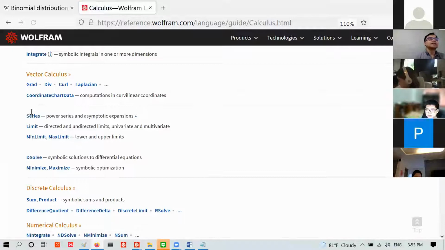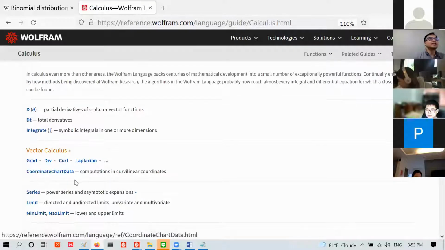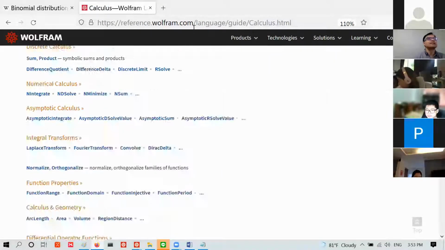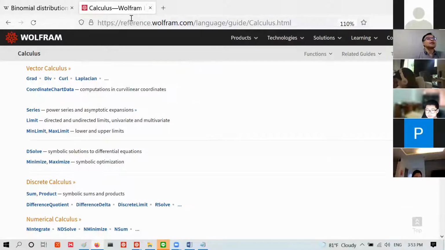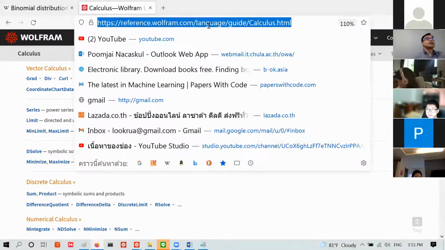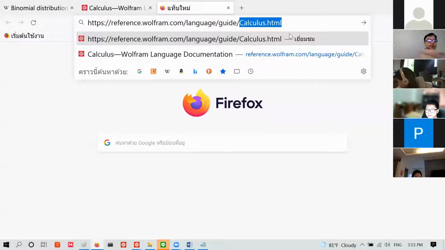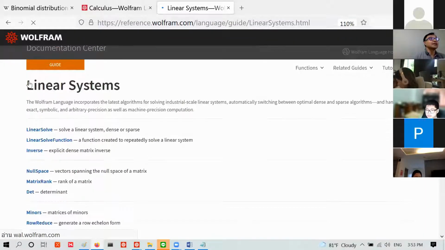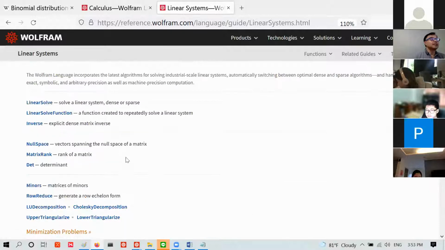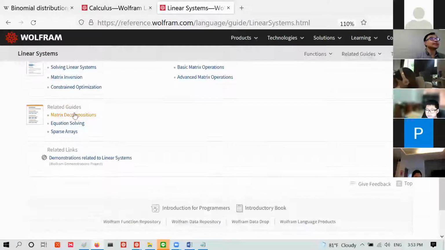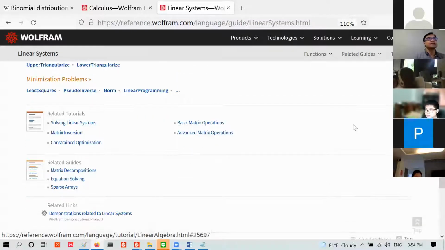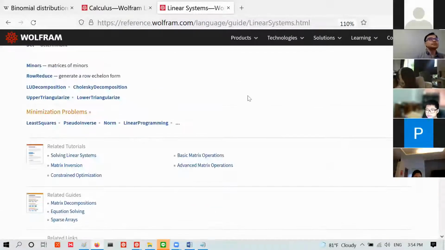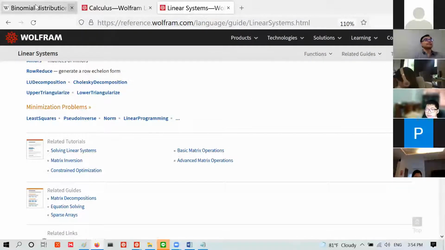Okay, see the D, differentiate, integrate, all this. This is all in here. Solve, all this is in here. Okay. Same with linear systems, linear algebra. Okay, it's all in here. Inverse, determinant, all kinds of stuff. Matrix, basic matrix operations, all kinds of stuff. Okay, it's all in here.